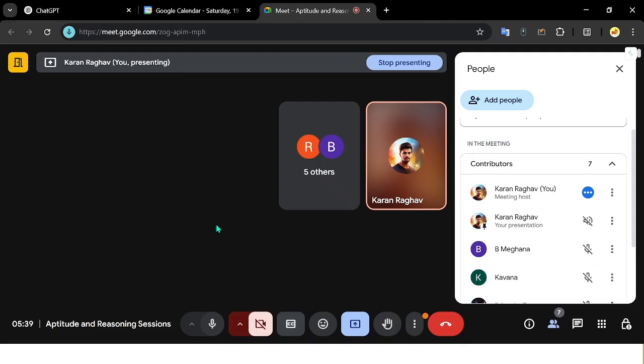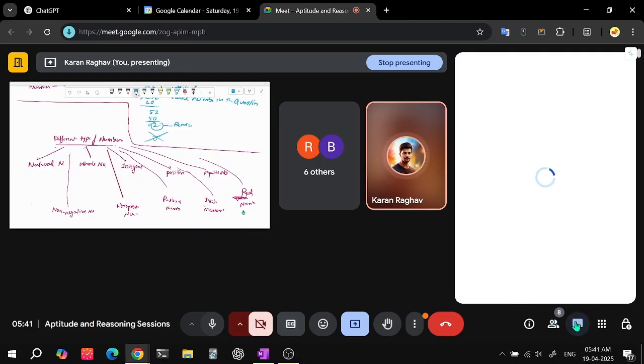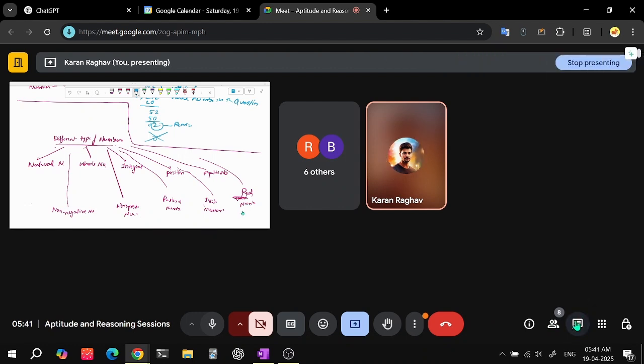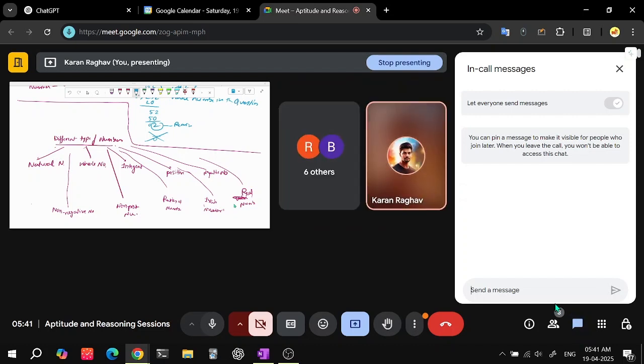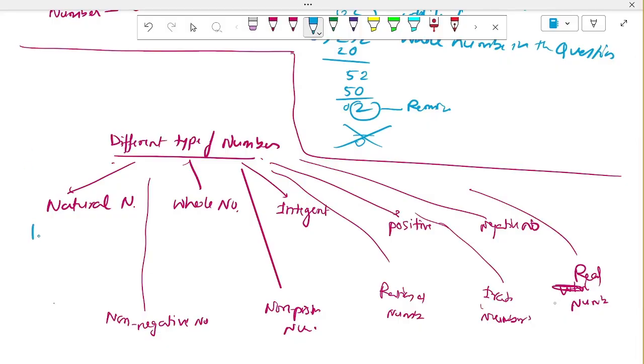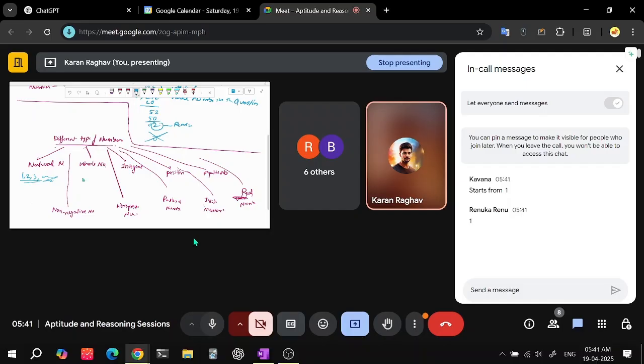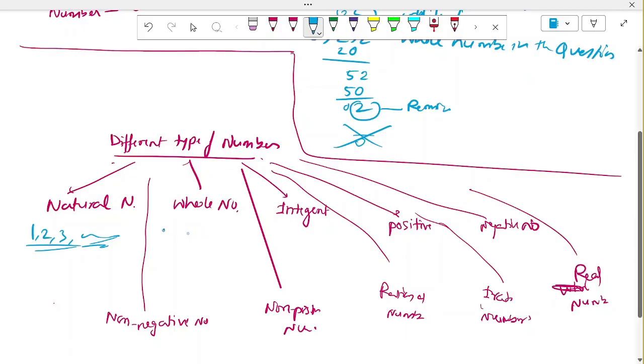So what are the natural numbers? I want you to answer me in the comment section. Okay. Can you tell me what are the natural numbers? I want a two-way interaction in the class so that you all are awake. Yes, it starts from 1. It starts from 1, 2, 3, 4, and so on. This is natural numbers. What are whole numbers? Whole numbers start from 0, 1, 2, 3. A number which is a whole number.